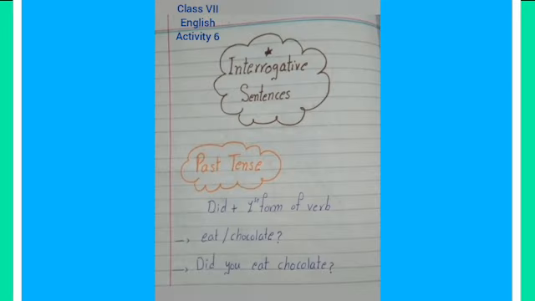When we make interrogative sentences of past tense, then we use did plus the first form of the verb. Look at this: eat chocolate. First of all, you have to write the helping verb did, after this the subject you, after this the first form of the verb eat, and then the object chocolate, and at the end of the sentence you have to write a question mark.